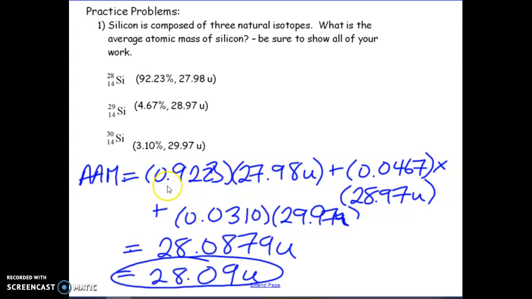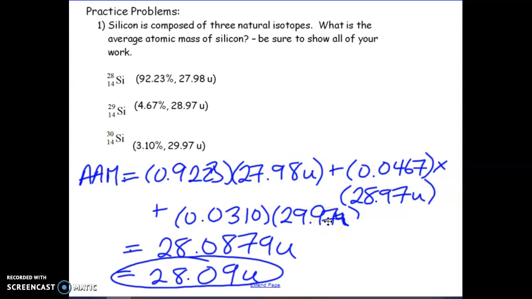Okay, so we should get the same value here, 28.09. So you take your percentage, remember it has to be in decimal form, you divide by 100, times the isotope mass for the first one. Then you add the percentage of the second isotope in decimal form times the isotope mass for the second, plus the third isotope percentage as a decimal multiplied by the mass of the third one. So really you have 3 sets of multiplication here, and then you're adding them up.